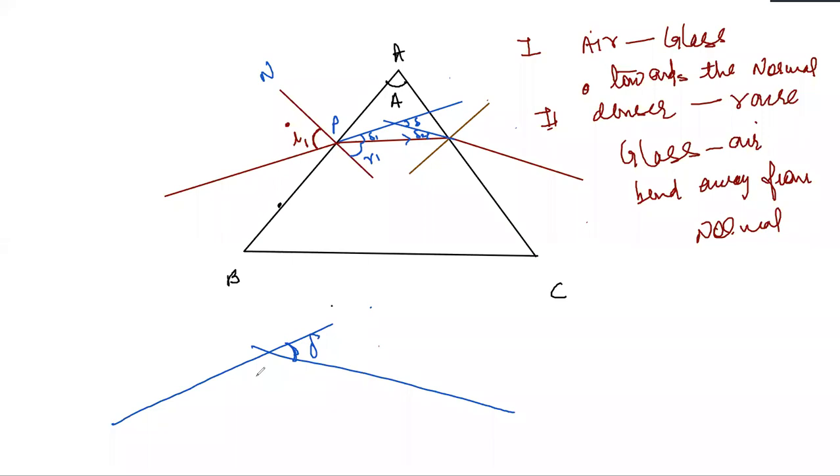Note down this in your book, मैं बोल रहा हूँ लिखिए: the total deviation in the path of light is always equal to the sum of deviations at the first surface and at the second surface.